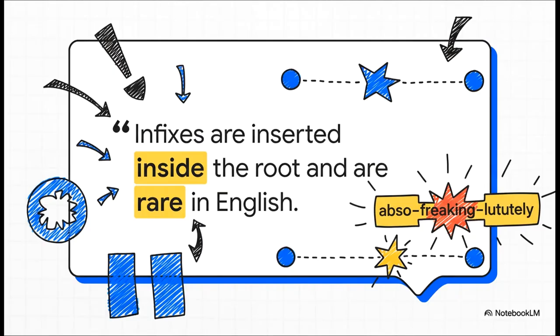But what about putting something right in the middle of a word? Well, that's called an infix. Now, in formal, proper English, they're basically non-existent, but we use them all the time when we talk, usually for emphasis. In a word like abso-freaking-lutely, that freaking right in the middle, that's an infix, and it's shoved in there to give the word some extra punch.